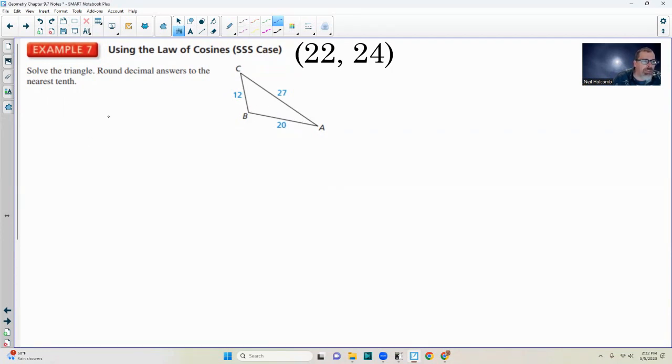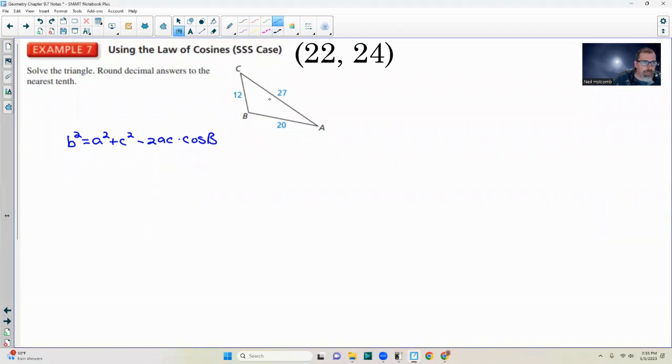Let's find B first because that's what the book said. So if we're going to find B, you start off with B squared equals A squared plus C squared minus 2AC times the cosine of the angle that's opposite the side you're looking for. Okay, so there's our formula.